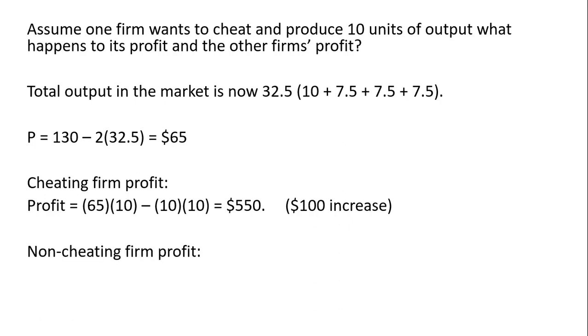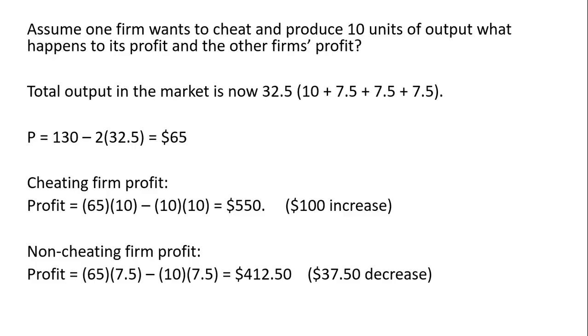As for the other firms or the non-cheating firms, the non-cheating firm's profit is going to be the market price times how much the non-cheating firm is producing, 7.5 units, minus the cost. The non-cheating firm sees its profit fall by $37.50. So that is the collusion model.